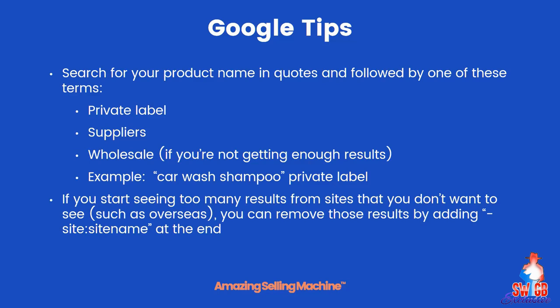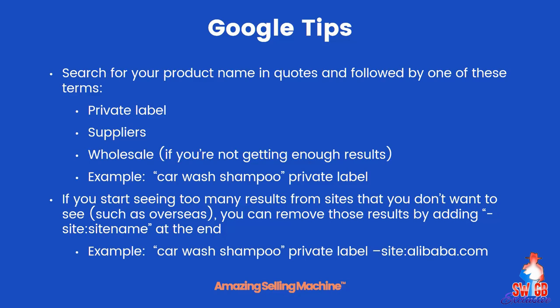Now, if you start seeing too many results from sites that you don't want, such as overseas sites like Alibaba or maybe even Amazon, because we don't want to buy this off Amazon, you can remove sites by adding a negative sign and then site: and then whatever the site name is at the end. So an example here would be, we're looking for car wash shampoo that's private labeled, and then we would put negative sign site:Alibaba.com to exclude all results from Alibaba.com. And this could be true for Amazon.com or any other site that you start seeing results from that you don't want to see anymore.